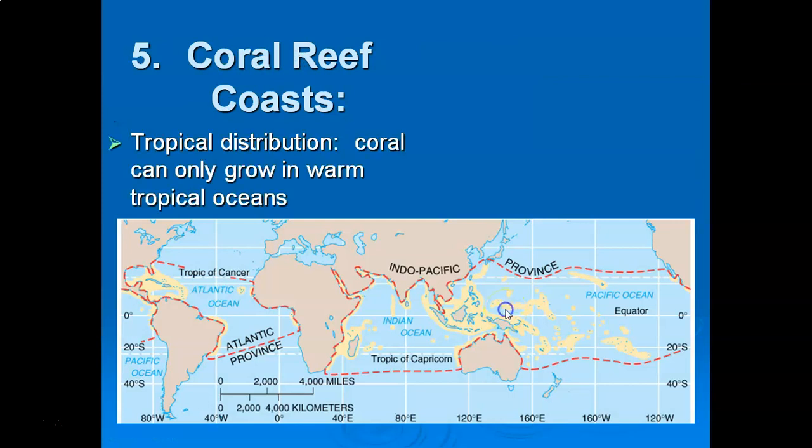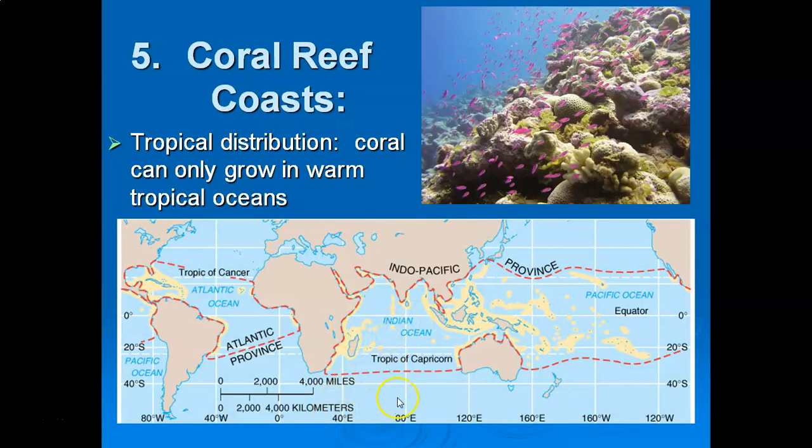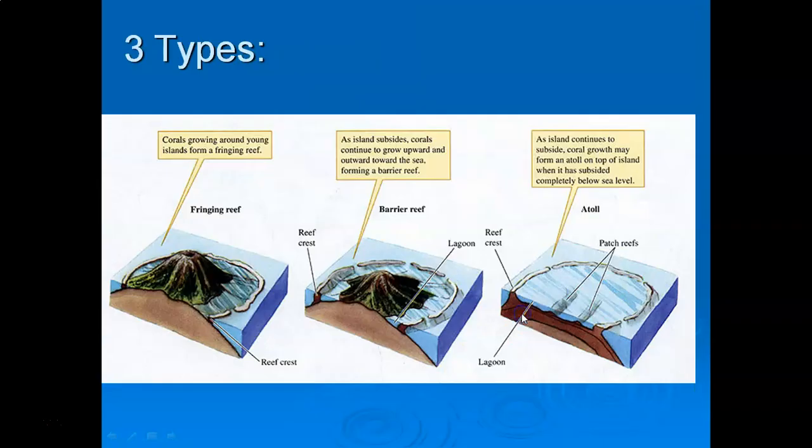Right, the fifth type of coast are coral reef coasts. And a coral is an organism that secretes calcium carbonate that it gets from the ocean and creates all these beautiful, colorful shapes. But the thing about coral and coral reefs that build up over time is they are only found in the tropical oceans. Coral can only grow in warm tropical waters. So here's the distribution. The closest we're going to get is off the coast of Florida and a little bit into the Gulf of Mexico and in the Caribbean. But definitely tropical distribution.